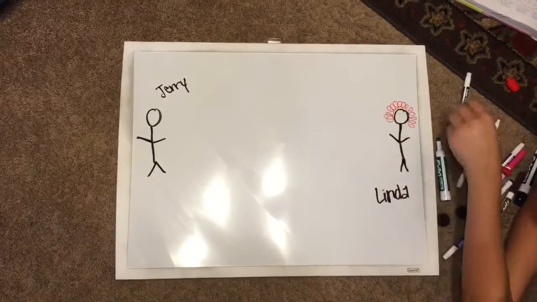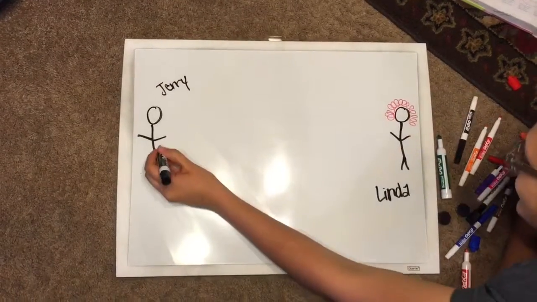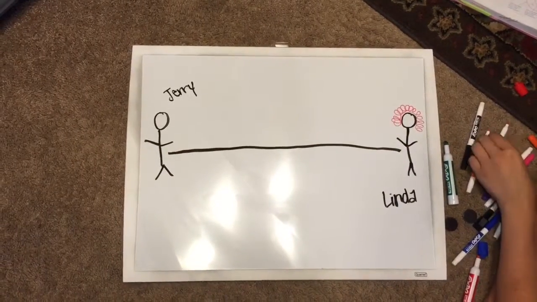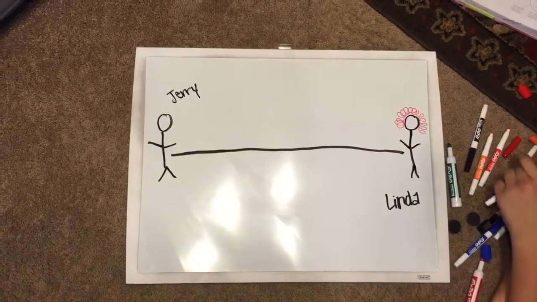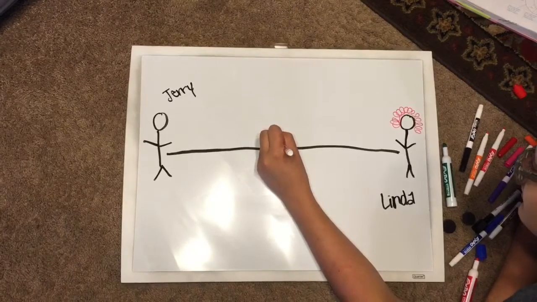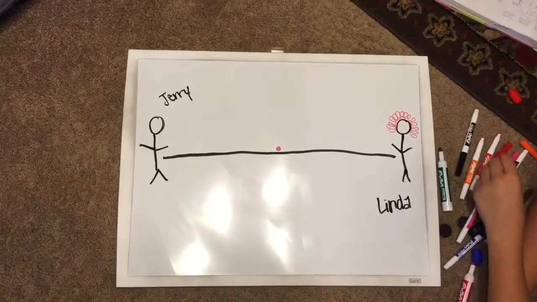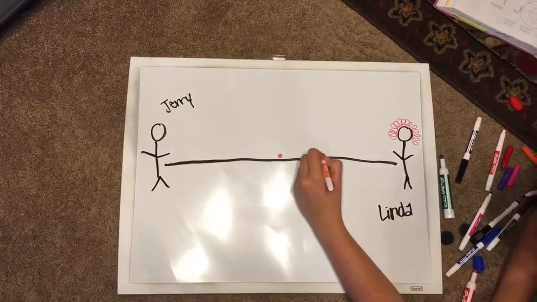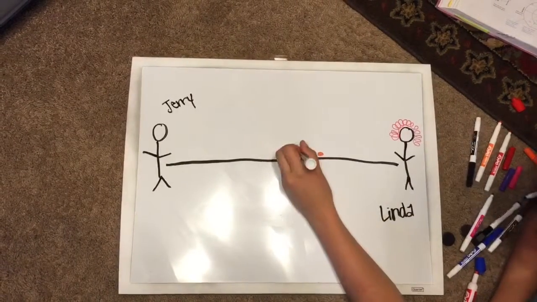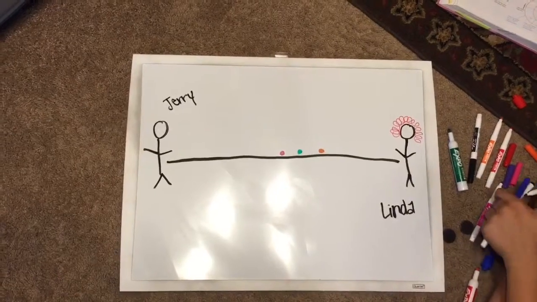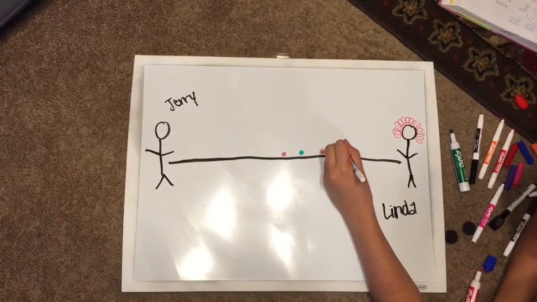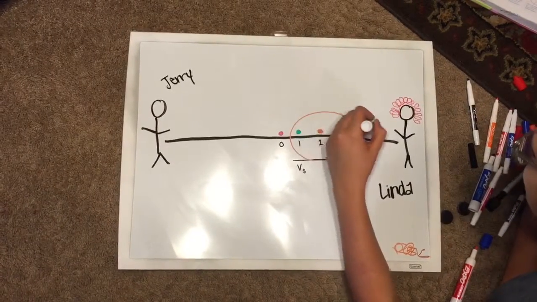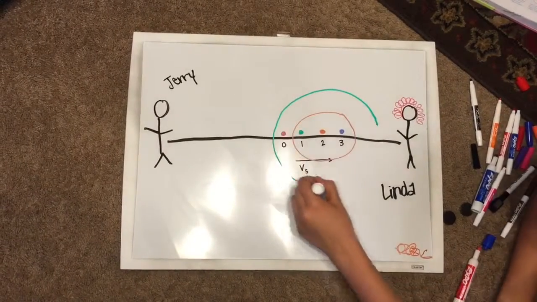For example, a runaway mariachi parade float is moving away from Jerry and toward Linda. As the band approaches Linda, she will hear a higher frequency of sound than Jerry will. Once the band passes Linda, however, the sound's frequency will decrease. Thus, the pitch will become deeper.